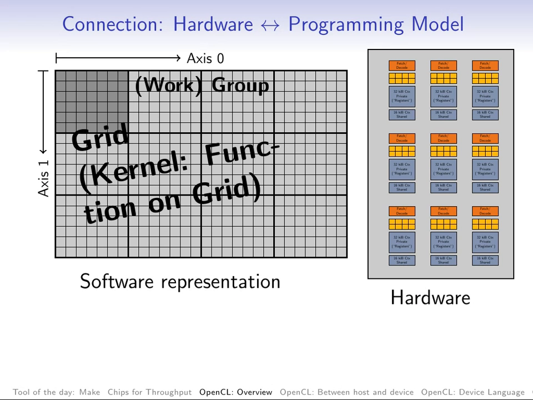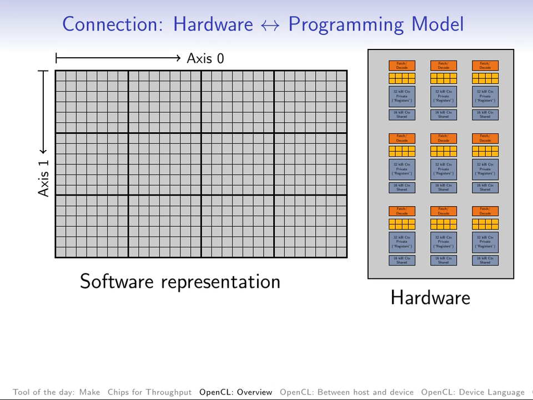And a work group says how many of these individual work items are going to end up on one core. So a group corresponds to one of these cores. Right, and each individual thing here is a work item. So now, that begs the question, if that's what we have to work with from the software side, how would we stick that onto the hardware?